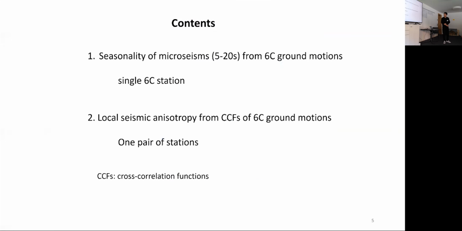I will give two examples. The first example is based on a single 6C station, to estimate the noise source direction. The second is that we can use one pair of stations, using cross correlation technology, to estimate the local seismic anisotropy.